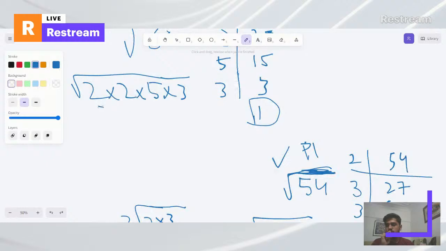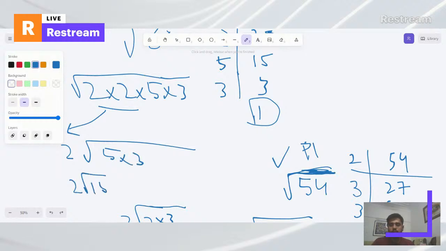Since it's a square root, we form a pair of 2. We take it out. The rest of it stays under the root, so it's 5 times 3. So the final answer would be 2 root 15. Okay, so I hope this was clear.